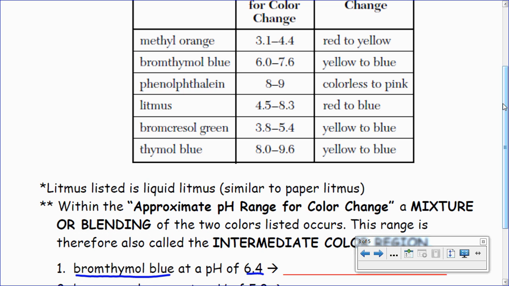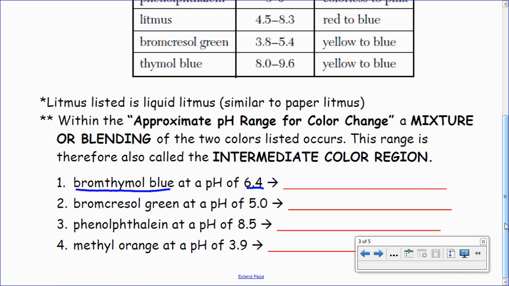That is bromthymol blue, pH 6.4. 6.4 is right smack dab in the middle, so between yellow and blue. So halfway between yellow and blue, we'd call that intermediate or green. Probably going to be a little bit green looking, most likely. And that's how you use this chart. You're given a pH, you're given a chemical, you decide where it falls. Is it on one side, the other side, or smack dab in the middle?